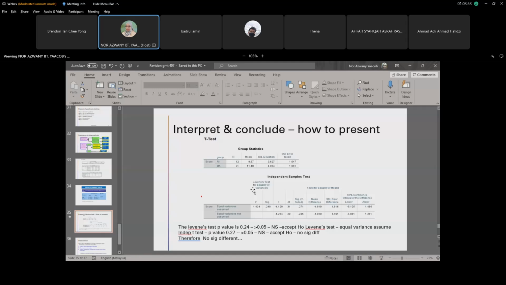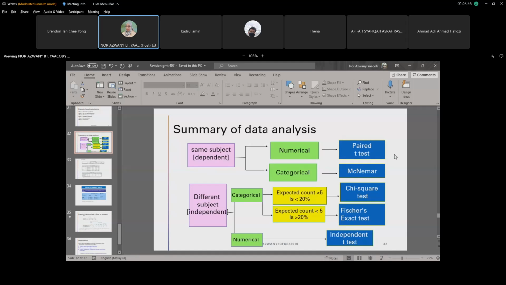So you have to go back to the assumptions. That's why I say that for each test, okay, paired t-test, the assumption: the dependent variable is numerical, they are dependent subjects, random sampling, and that's all. For McNemar, dependent subjects, categorical dependent variable. So this is McNemar test. Chi-square, you have the random sampling. Numerical, random sampling, normal distribution. That is a must. Then you can add on for independent t-test, homogeneity of variance.